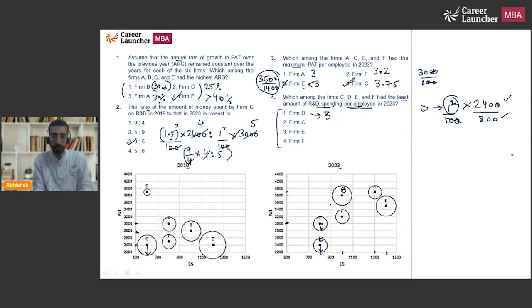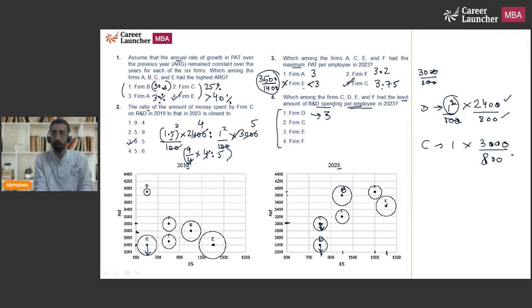What is C? C is radius of 1. C has a radius of 1. So 1 square into 3000 upon 800. 1 square is obviously 1 into 3000. We've just done this calculation upon 800.